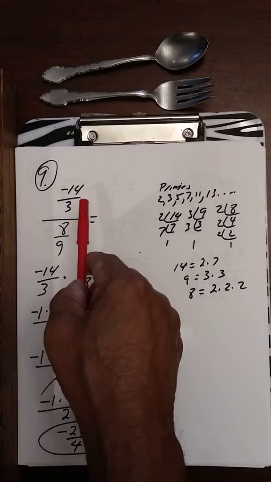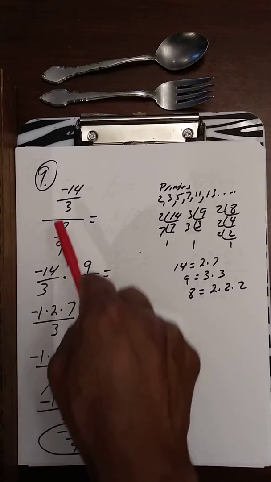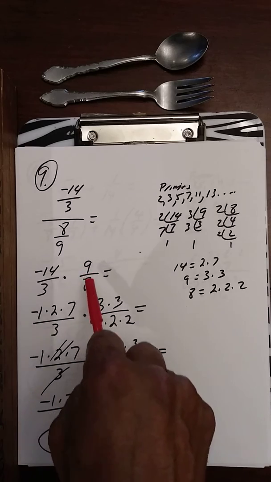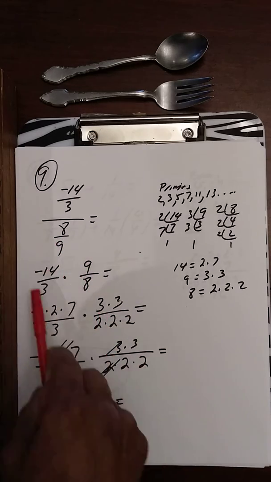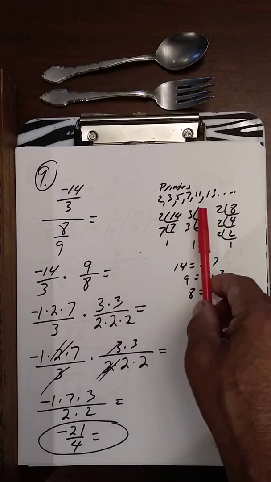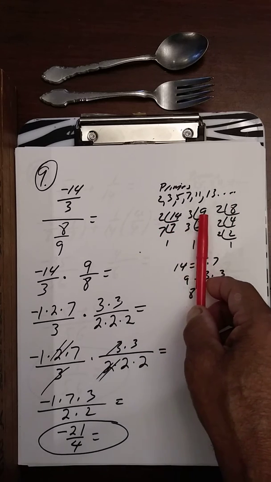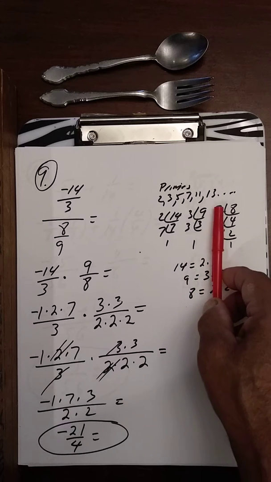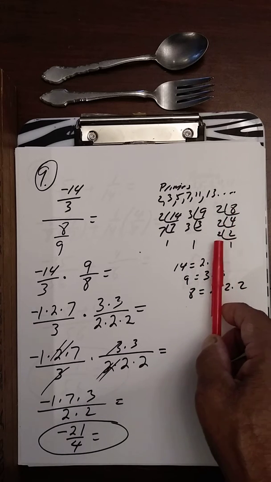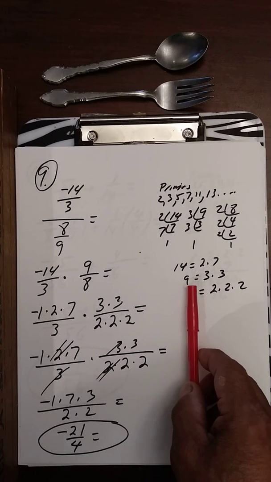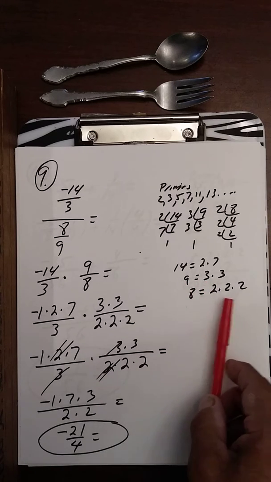Divide. Negative 14 over 3 divided by 8 over 9. First, let's flip this around. Put it up here. 9 over 8 instead of 8 over 9. Now let's factor this. Prime numbers. 2, 3, 5, 7, 11, 13, and so on. 2 divides 14, 7. 7 divides 7, 1. 3 divides 9, 3. 3 divides 3, 1. 2 divides 8, 4. 2 divides 4, 2. 2 divides 2, 1. 14 is 2 times 7. 9 is 3 times 3, 8 is 2, 2, 2.